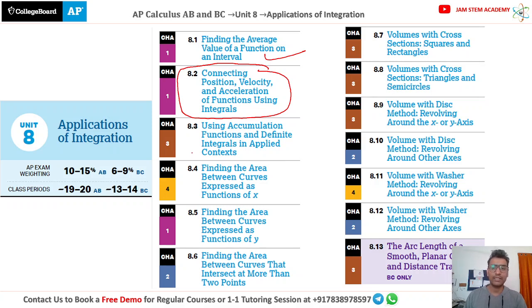We have other topics like finding the area under the curve, finding the area made by a curve with the x-axis or y-axis or between two curves, then volumes of solids of revolution, like if you have something and you revolve it around one axis through a 360-degree angle, what shape you get? These types of things are there.